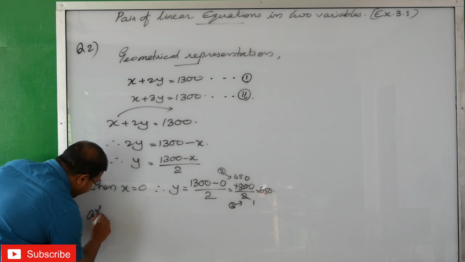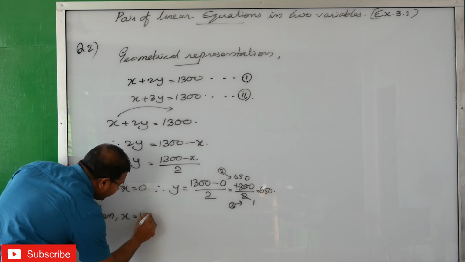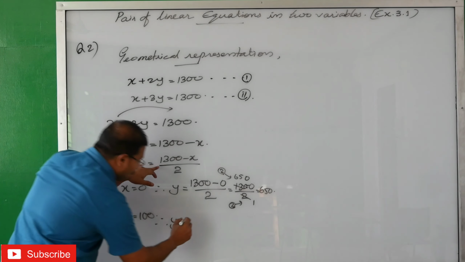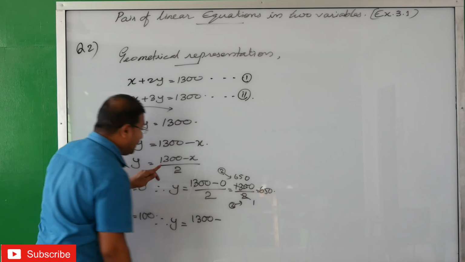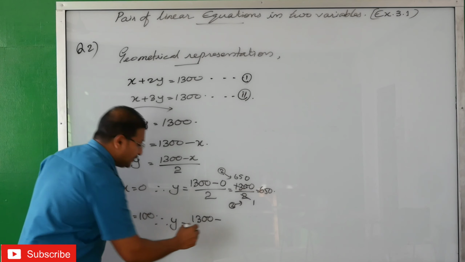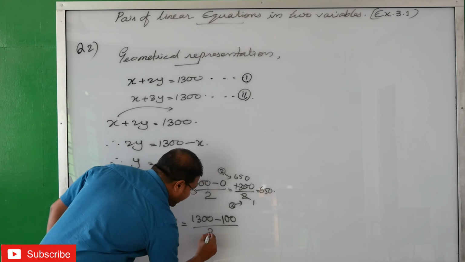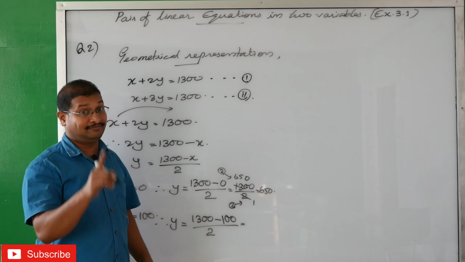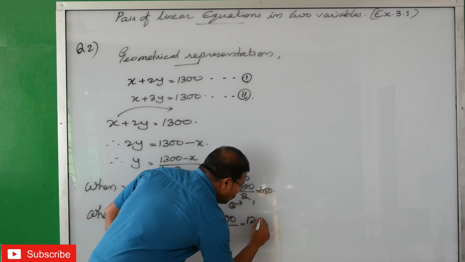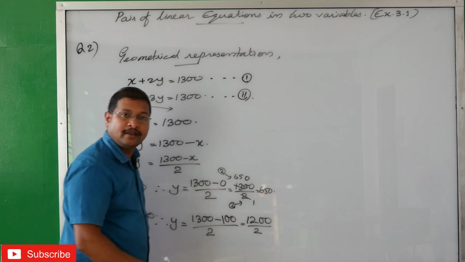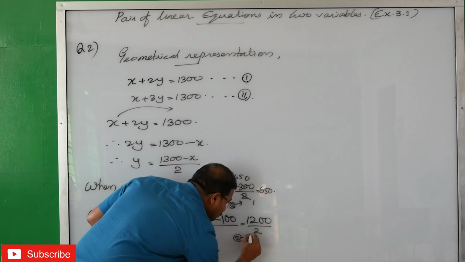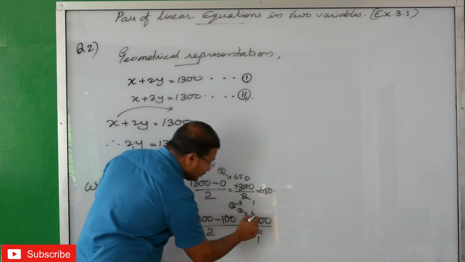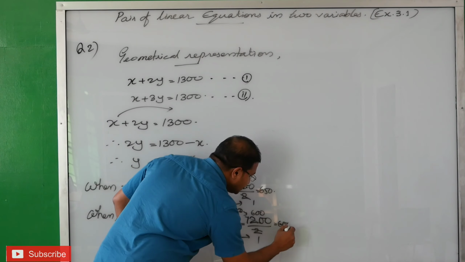Ready? When x equals 100. Therefore, y equals 1300 minus, in place of x, what you can write? 100, divided by 2 equals 1300 minus 100. How much you will get? Yes, 1200 divided by 2. Now we will cancel by 2. 2 ones are 2. Here when you cancel by 2, 2 6s are 12 and this 2 more 0. That means we got it 600.